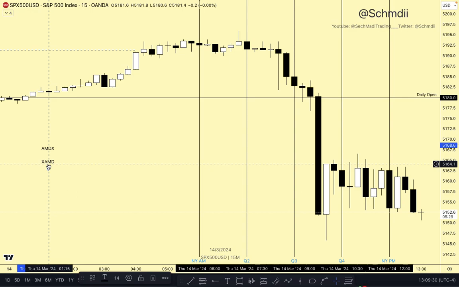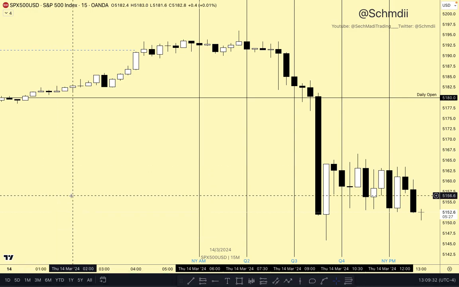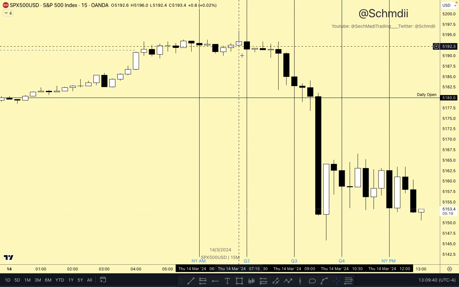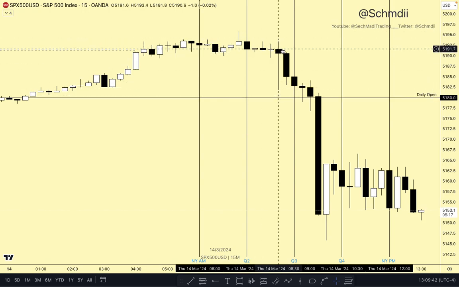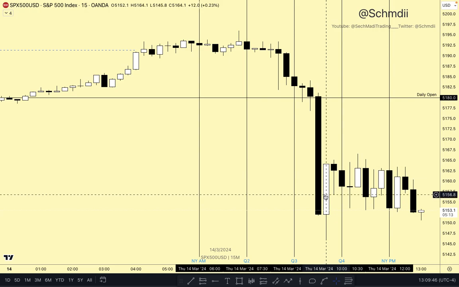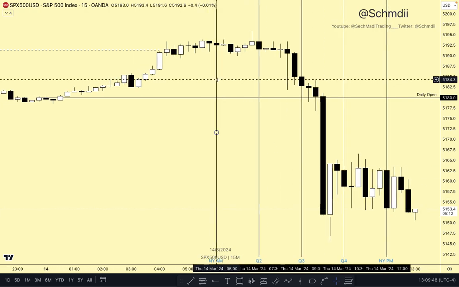I'll be sure to tag the video on quarterly theory in the comments, so that if anyone is interested, you can go check it out. But now in this instance here, you can see accumulation there, manipulation, and then Q3, we get that very heavy-handed displacement. Very heavy-handed displacement.